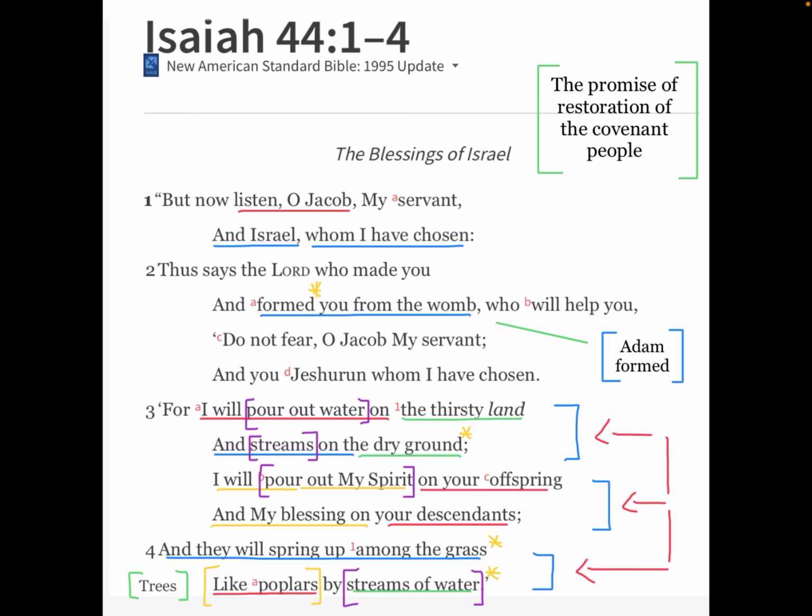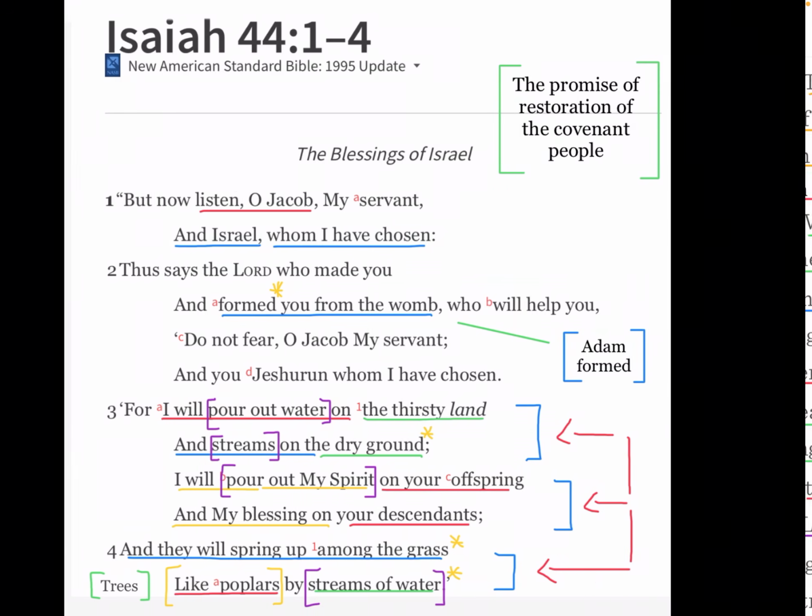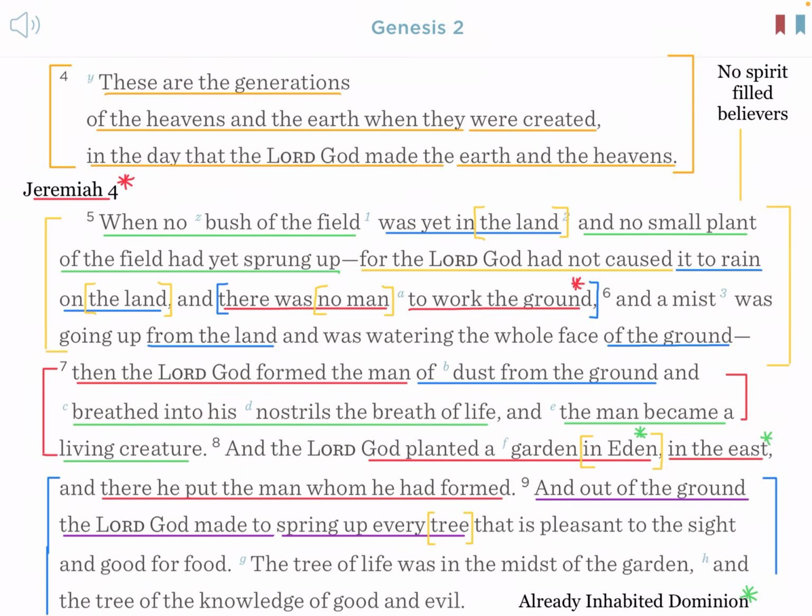And there we have our streams of water on the dry ground, creating grass and trees. Genesis 2, the establishment of Adam. Genesis 1 is the covenant template. Genesis 2 is Adam being established to the covenant template, where it reads, "These are the generations of the heavens and the earth when they were created in the day that the Lord God made the heavens and the earth."